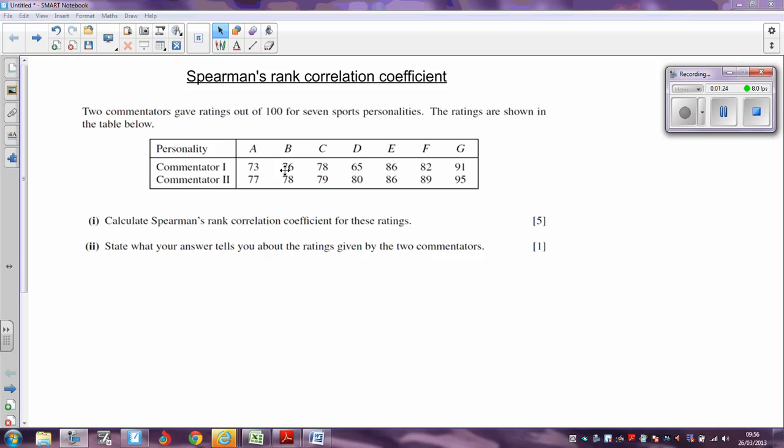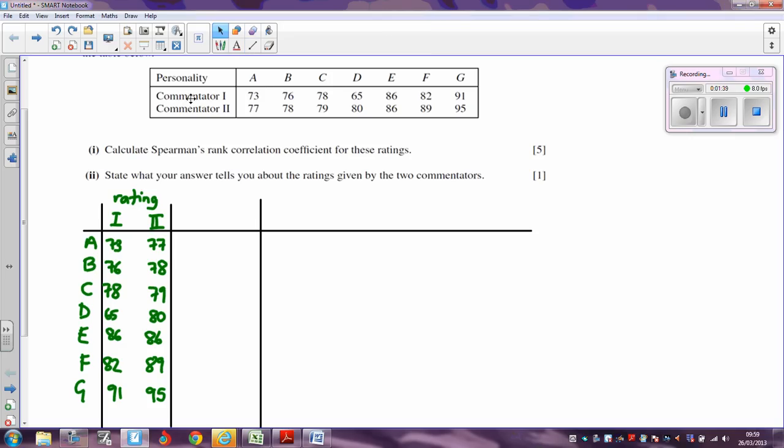Now, it usually starts out easier if you can make a table, in other words, get your data arranged vertically rather than horizontally. So I'm going to pause this and start making the table. Okay, you can see all I've done here is rearranged the horizontal table with the personalities A, B, C, D, E, F, G, and then the rating given by each of the commentators.